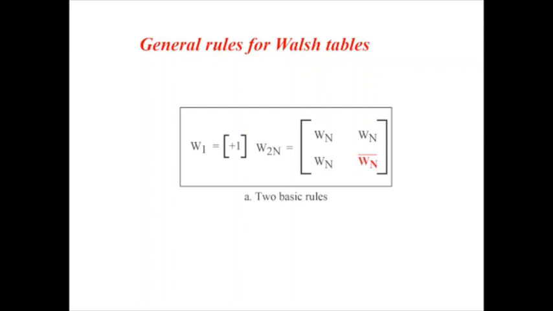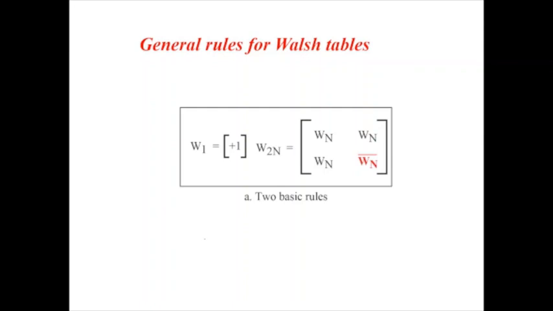Okay, we're going to have a matrix. Each row of this matrix will be representing the chip code. We'll see one such example over here. And the general rule for creating it is this one.